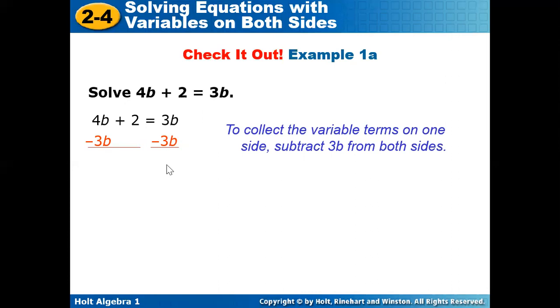3b minus 3b is 0. 4b minus 3b is 1b, or just b by itself. And then we get an equation that just needs to be solved. b plus 2 equals 0. So we're going to move the 2 to the other side of the equal sign. Since it's addition, we're going to use subtraction. And we're left with b is equal to -2.